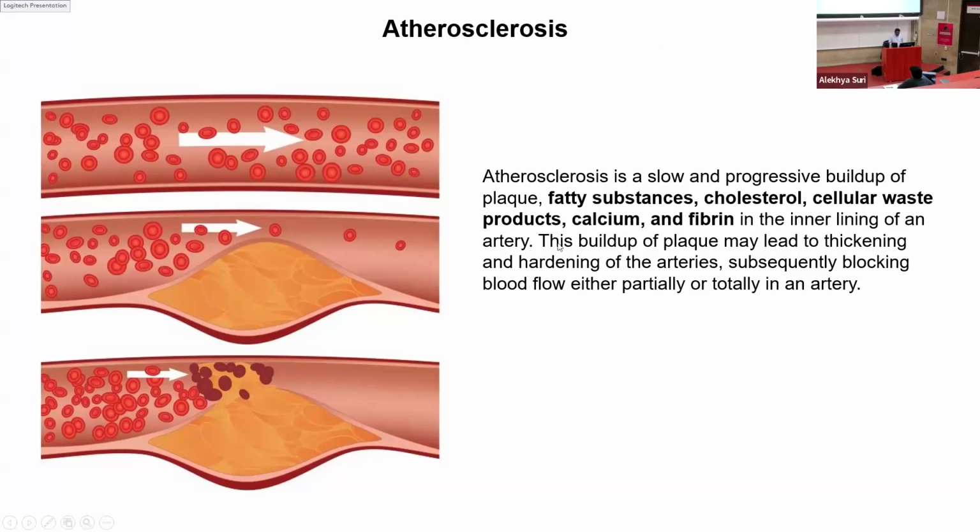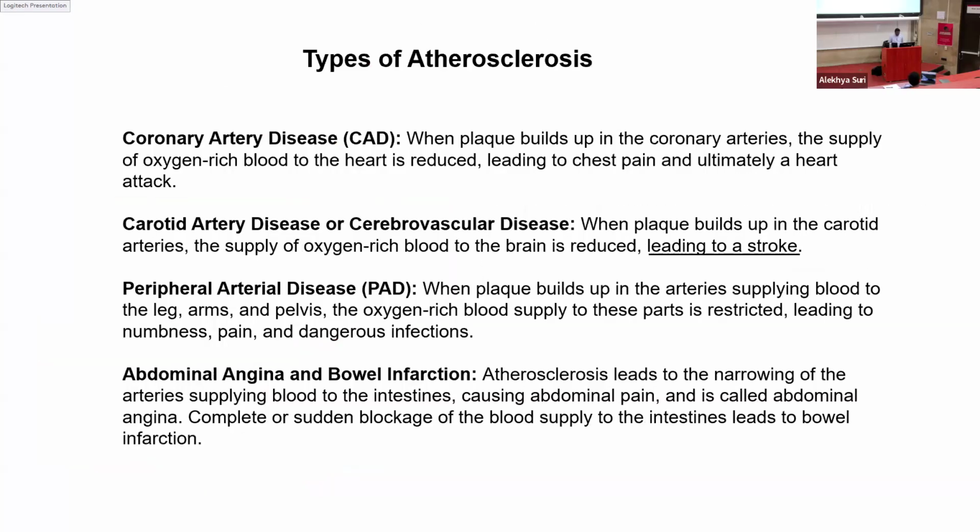Atherosclerosis is a very slow and progressive buildup. It contains fatty substances, cholesterol, cellular waste, calcium, and fibrin. If it is not treated, it's going to suddenly block a portion of the heart, depending on the type of atherosclerosis and the severity of the atherosclerosis. So this is one of the major causes of myocardial ischemia.